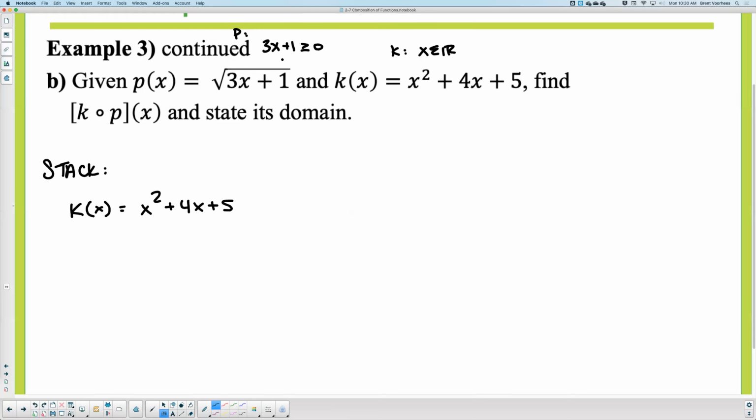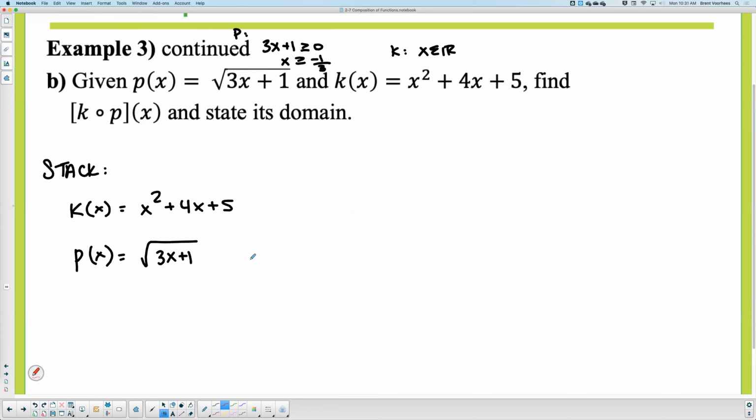Let's do some mental math. This means that x will be greater than or equal to, how do you get rid of a plus 1? Minus 1. How do you get rid of a multiplying by 3? It'll be greater than or equal to negative 1/3. That'll be your domain here. Okay, so there's k of x. We put p of x underneath it. Square root of 3x plus 1.